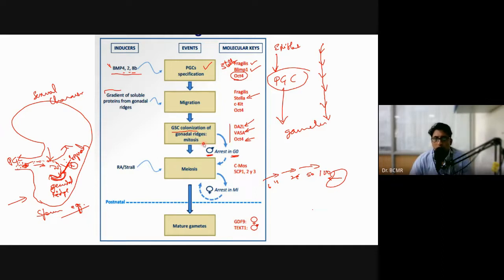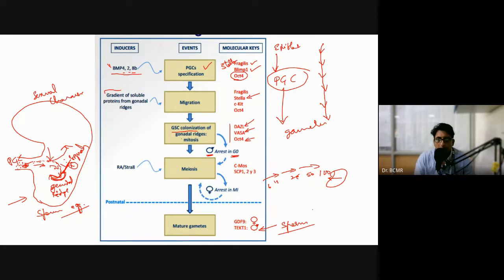So once they have reached, they colonize the whole testis, and then they would go into G0 phase, 10, 12 years of sleeping, then puberty, and then they would start producing mature gametes. And this is TEKT1. This is the molecular marker in mature sperm.